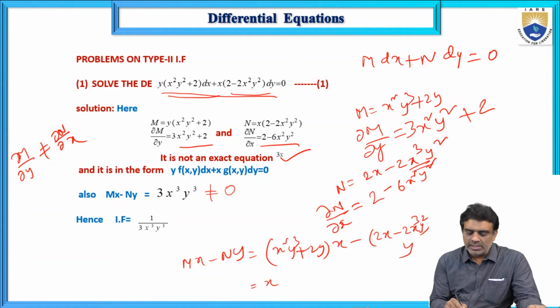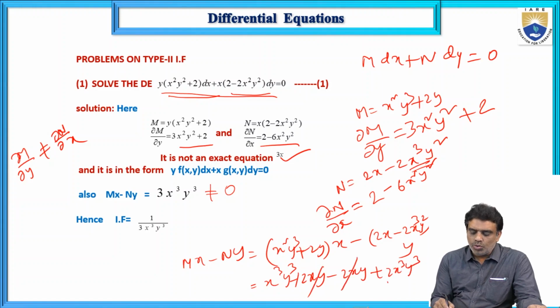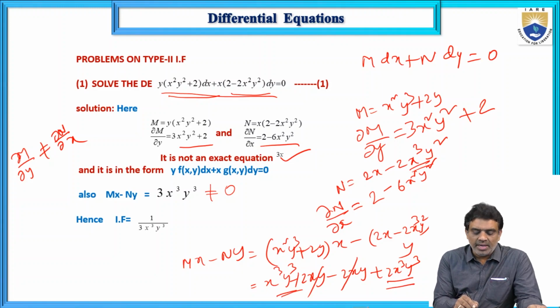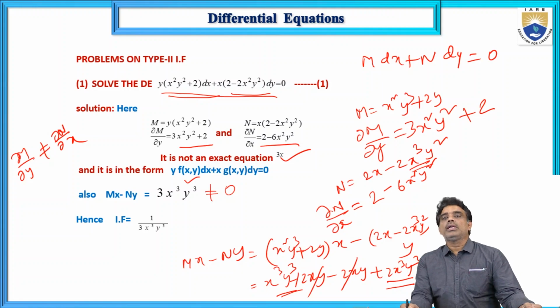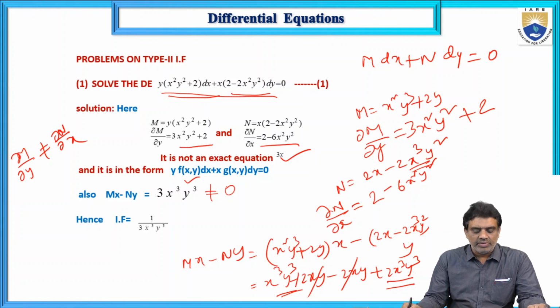That means what? x square x cube y cube plus 2xy minus 2xy, and plus 2x cube y cube. So this and this get cancelled. 2x cube y cube plus x cube y cube. What will we get? 3x cube y cube. So clearly it is not equal to 0. So all our conditions are satisfied.